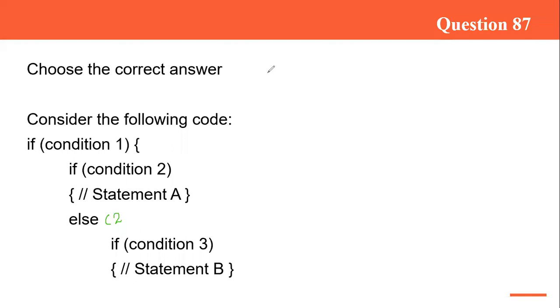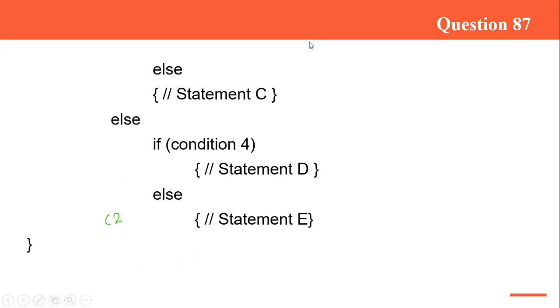Next, I'll go for the next. Tell me, what is this else? This else is for which one? C3's else. Agreed. Yes, perfect. It's C3's else. Now, what about this else? Which is C1's else, right? Okay, perfect. This is C1's else.